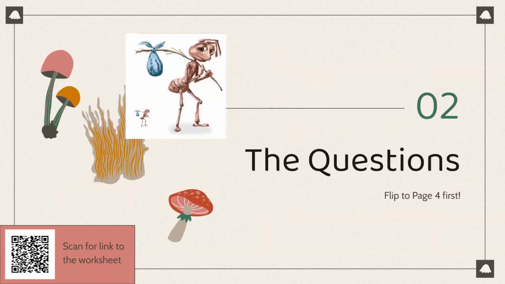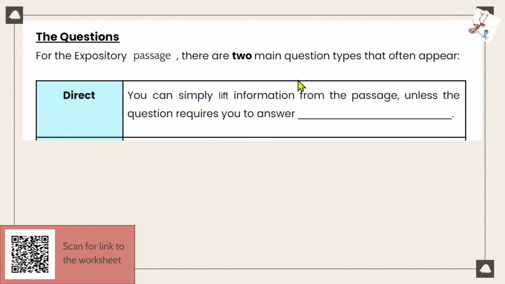Now, let me start by running through the questions or the question types with you first. So do flip to page 4 of your worksheet. You should see this little table there. I think there was also an error in your worksheet. Instead of for the expository question, it should be for the expository passage, but it makes not much of a difference.